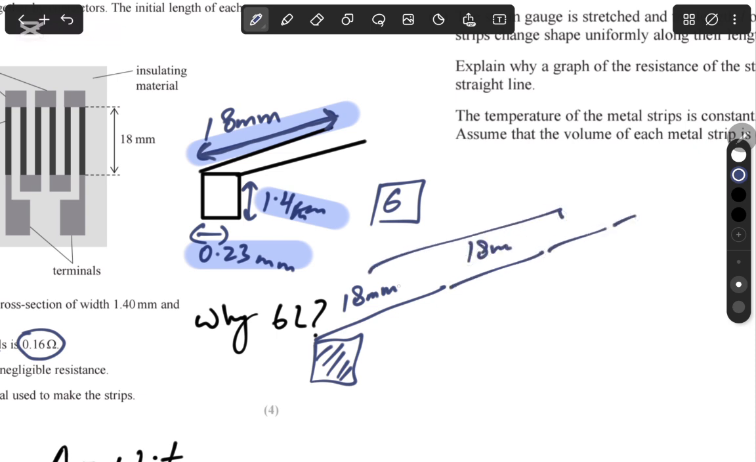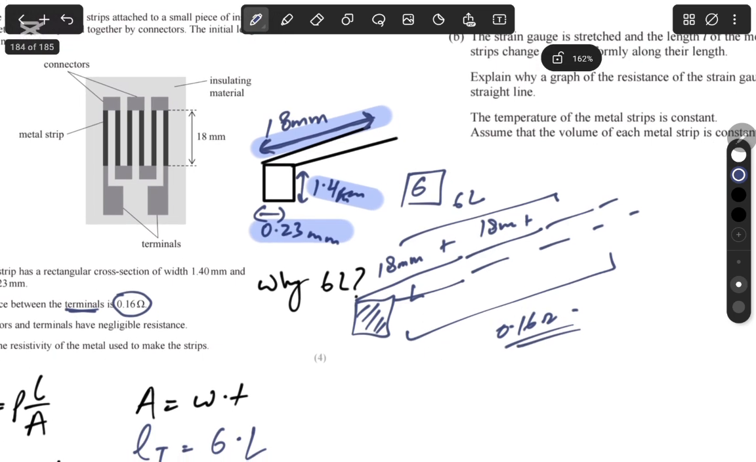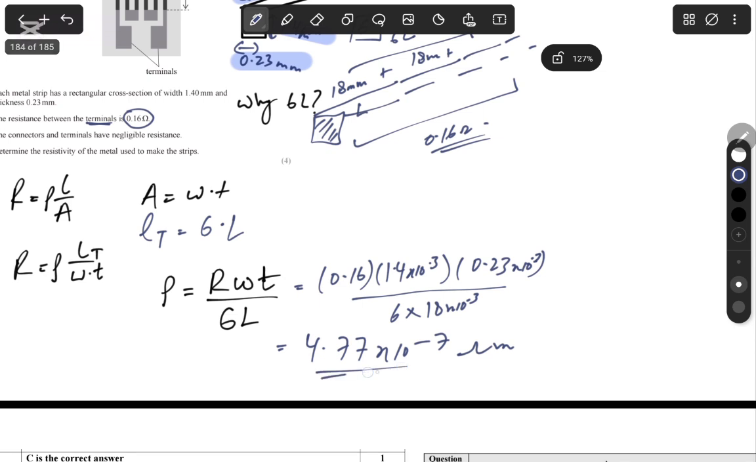If 1 is L, then the total should be 6L, right? You add 1, 2, 3, 4, 5, 6, so you can just write 6L. When you add 18 plus 18 plus 18 plus 18, the length will increase, right? So due to this 6L, the resistance that we get due to all of these is going to be 0.16 ohms. That's why we use 6L here. Then we get this as the answer. Remember the units, ohm meter.